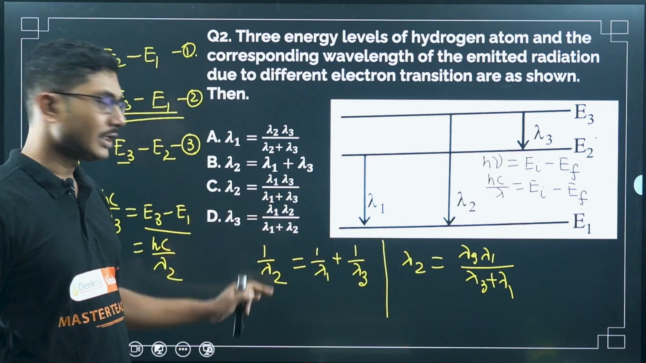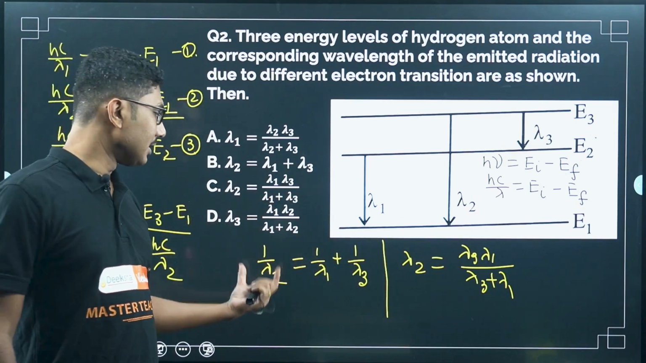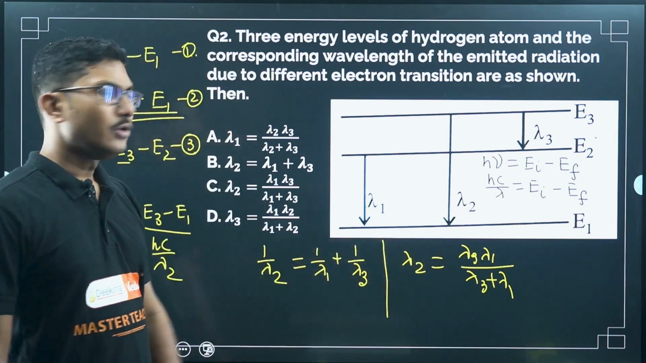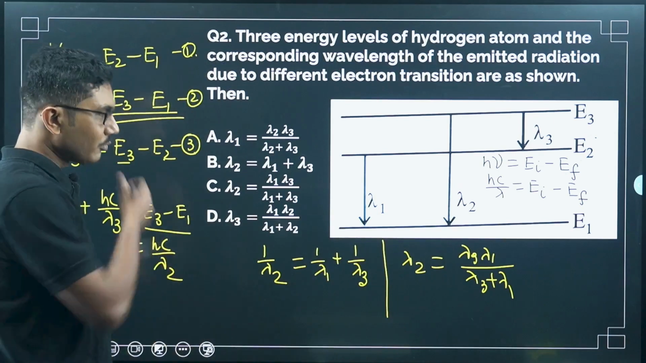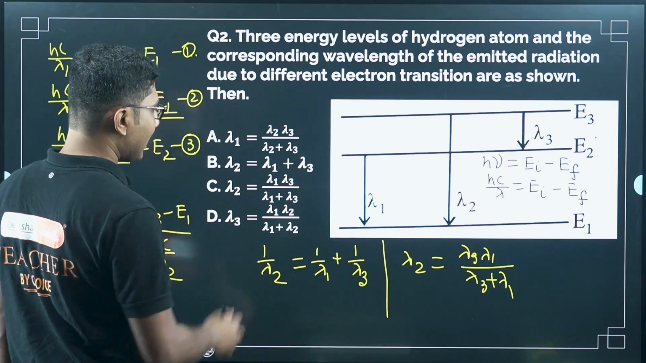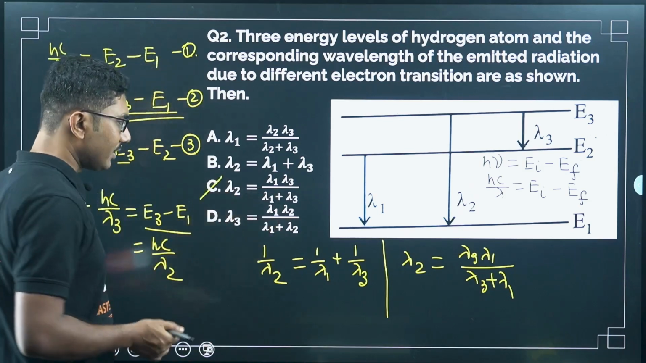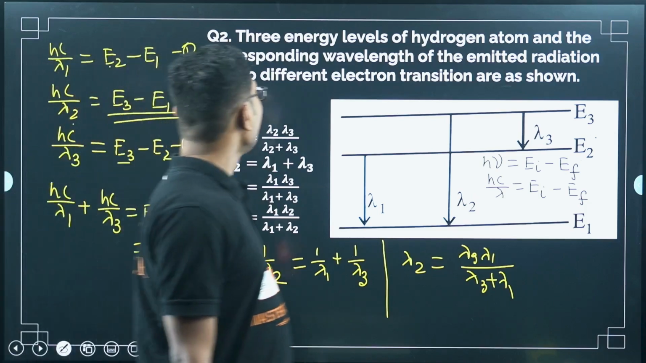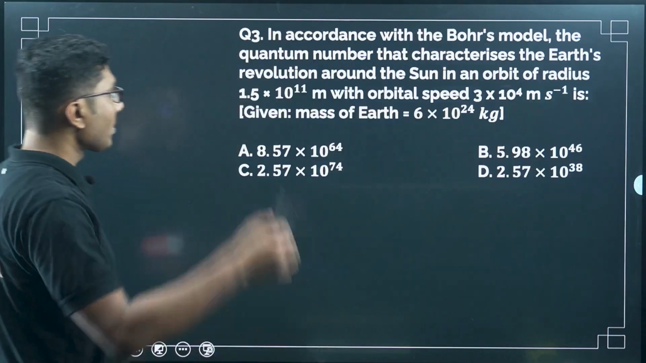No matter how you write, this is basically a parallel combination. In parallel combination, we can simply write R equivalent is equal to R1R2 divided by R1 plus R2. Similarly, we can see the correct option is λ1λ3 by λ1 plus λ3, that equals λ2. So the correct option is option C. Choose the option correctly, not so difficult, right?